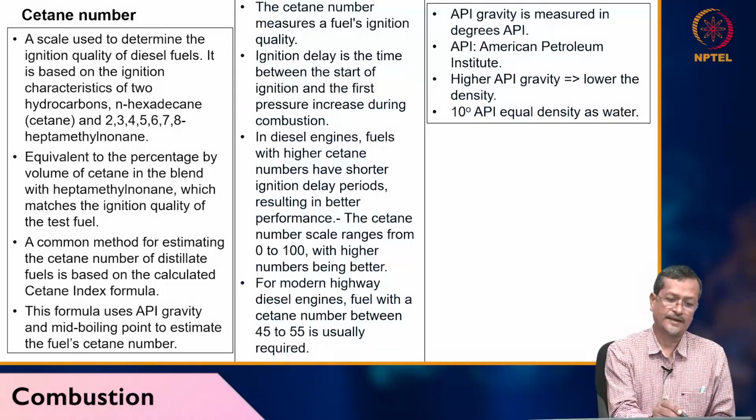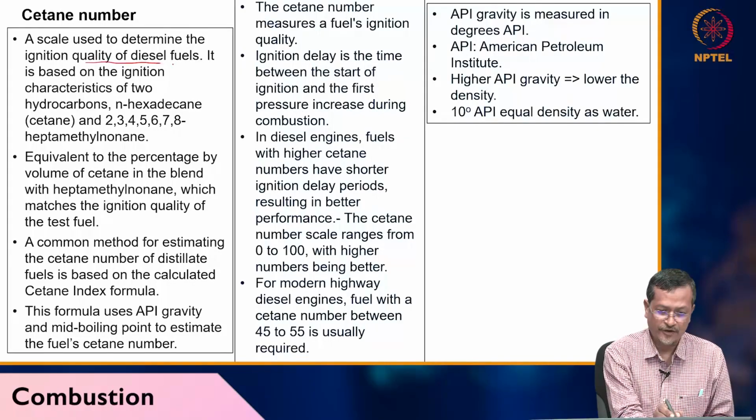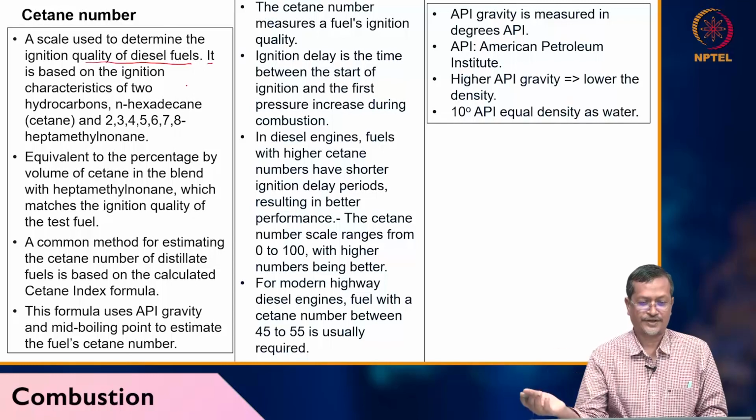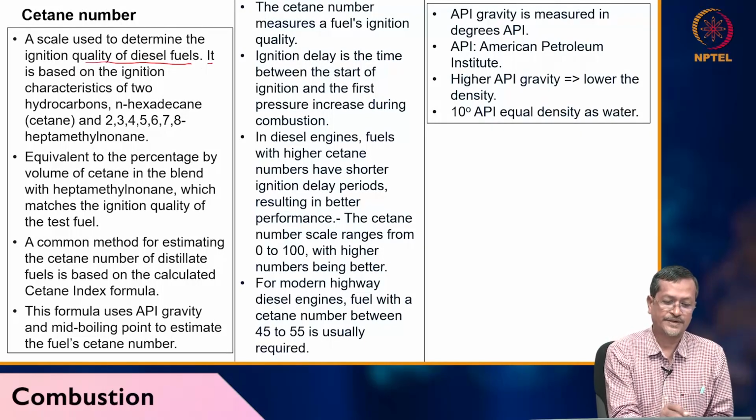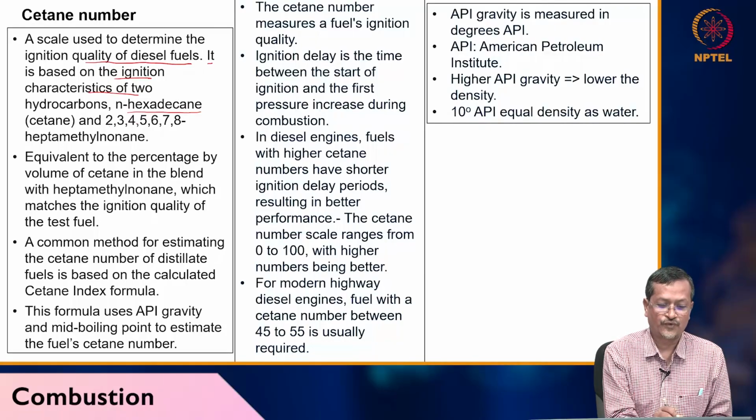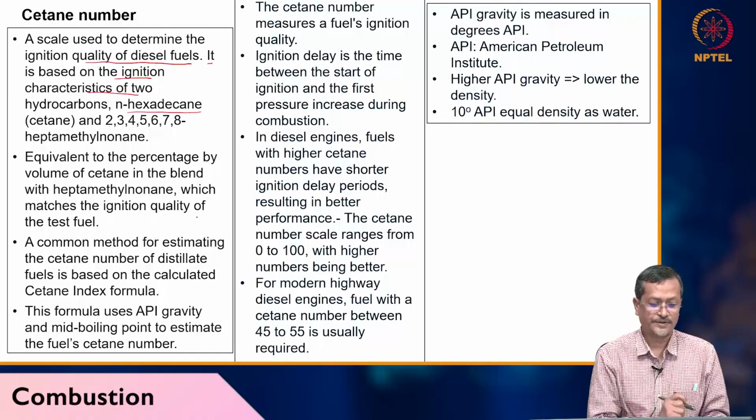Cetane number is a scale used to determine the ignition quality of a diesel fuel. Octane number will be used for petrol or gasoline engines. Cetane number is based on the ignition characteristic of two hydrocarbons, n-hexadecane or cetane, and heptamethylnonane. It is equivalent to the percentage by volume of cetane in the blend with heptamethylnonane, which matches the ignition quality of the test fuel.